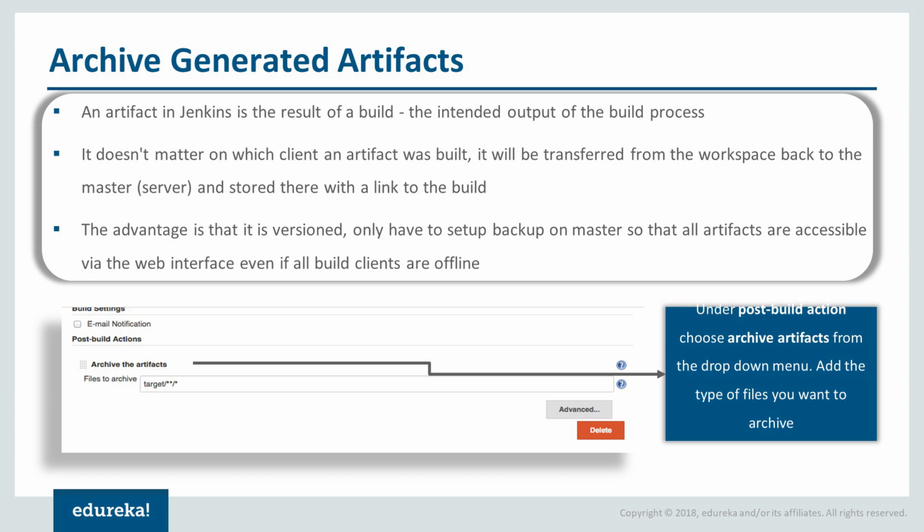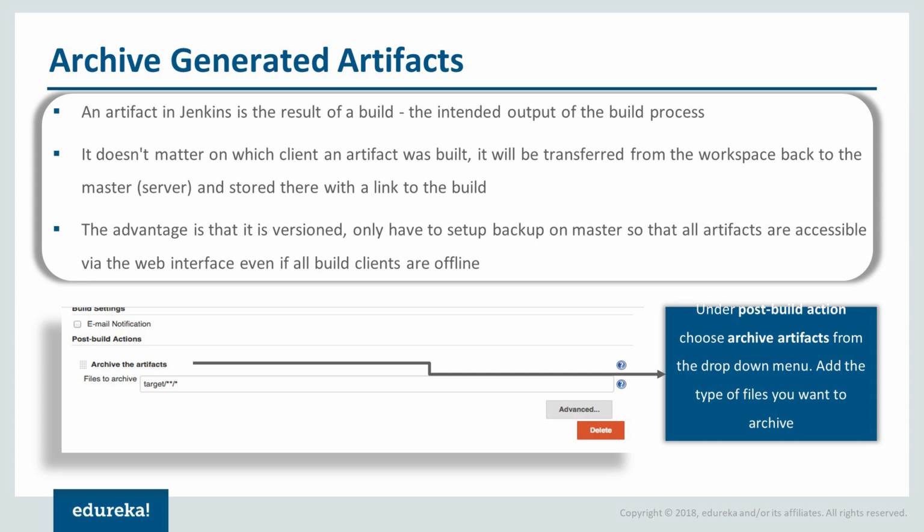So this is especially important when it comes to distributed builds. Let's say you have master-slave architecture. And as you know, when you have master-slave architecture, the actual job execution will be on the slaves and not on the master. But even in those situations, once the build has been created, once the artifact has been created, it will be transferred back to the master with a link to the build, right? So that you can access it later on.